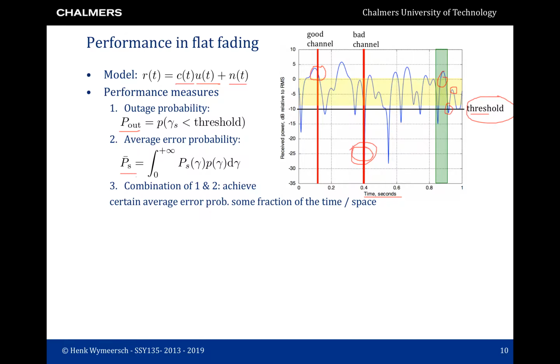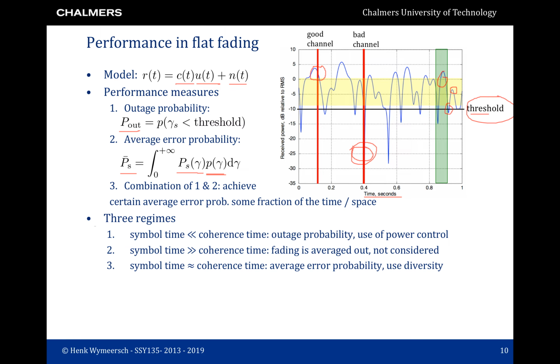Another metric is the average error probability, which is defined as taking the instantaneous error probability for a specific SNR and then averaging over all possible SNRs. So P_s(gamma) is the error probability for a specific SNR, p(gamma) is the density of the SNRs, so then this is the average error probability. We will consider three regimes for which these metrics make sense.